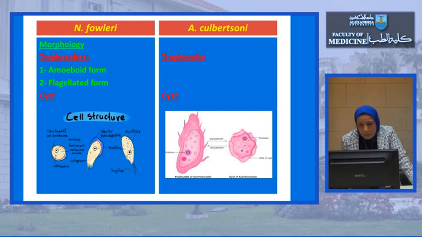While Acanthamoeba has one form of trophozoite which moves by the pseudopodia, and it is characterized by the spike-shaped structure protruding from the cytoplasm. The cyst is very resistant because it has two walls, an ectocyst which is shrunken in shape and the endocyst which is polyhedral in shape.